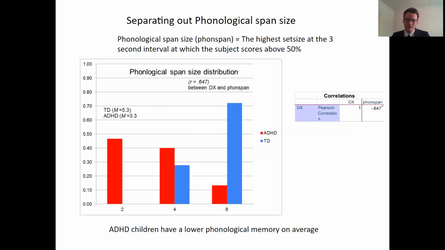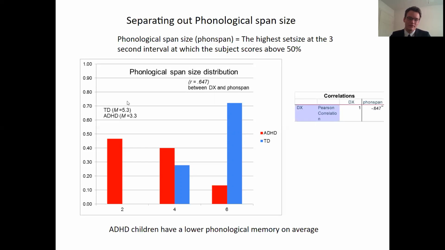So I took every child and I looked at the 3-second interval at every word size. And any word size, the highest word size they had 50% or more on, I consider that their maximum phonological span size, or their capacity. And with that information, I ran a Pearson correlation to see if there was a correlation here between maybe their span size and their diagnosis. And as you can see here, the correlation was 0.647, that's very high correlation.